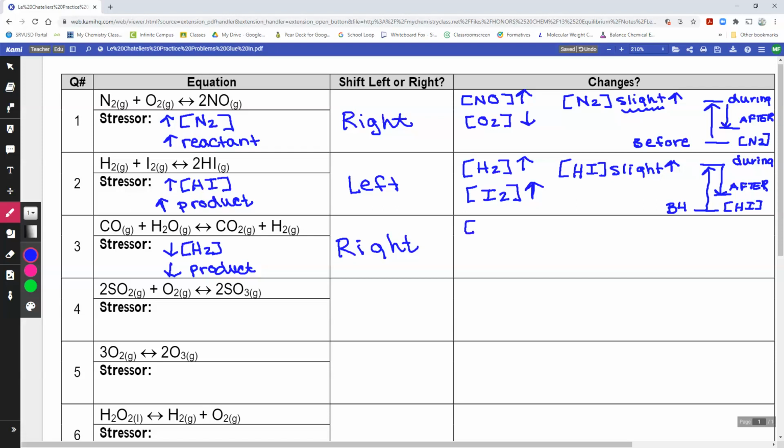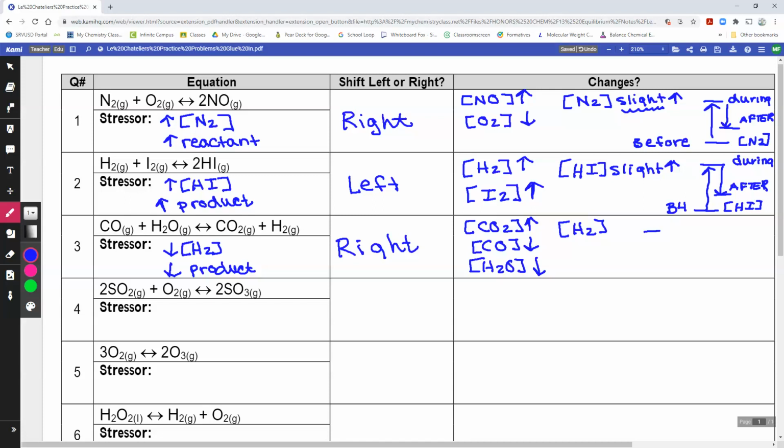Well, if I'm shifting to the right, my concentration of carbon dioxide is going to go up because I'm making more of it. My concentration of carbon monoxide, as I proceed to the right, I'm using up everything on this side, so this is going to decrease. Same with the concentration of that water vapor. It's going to decrease. Now let's think about our concentration of H2.